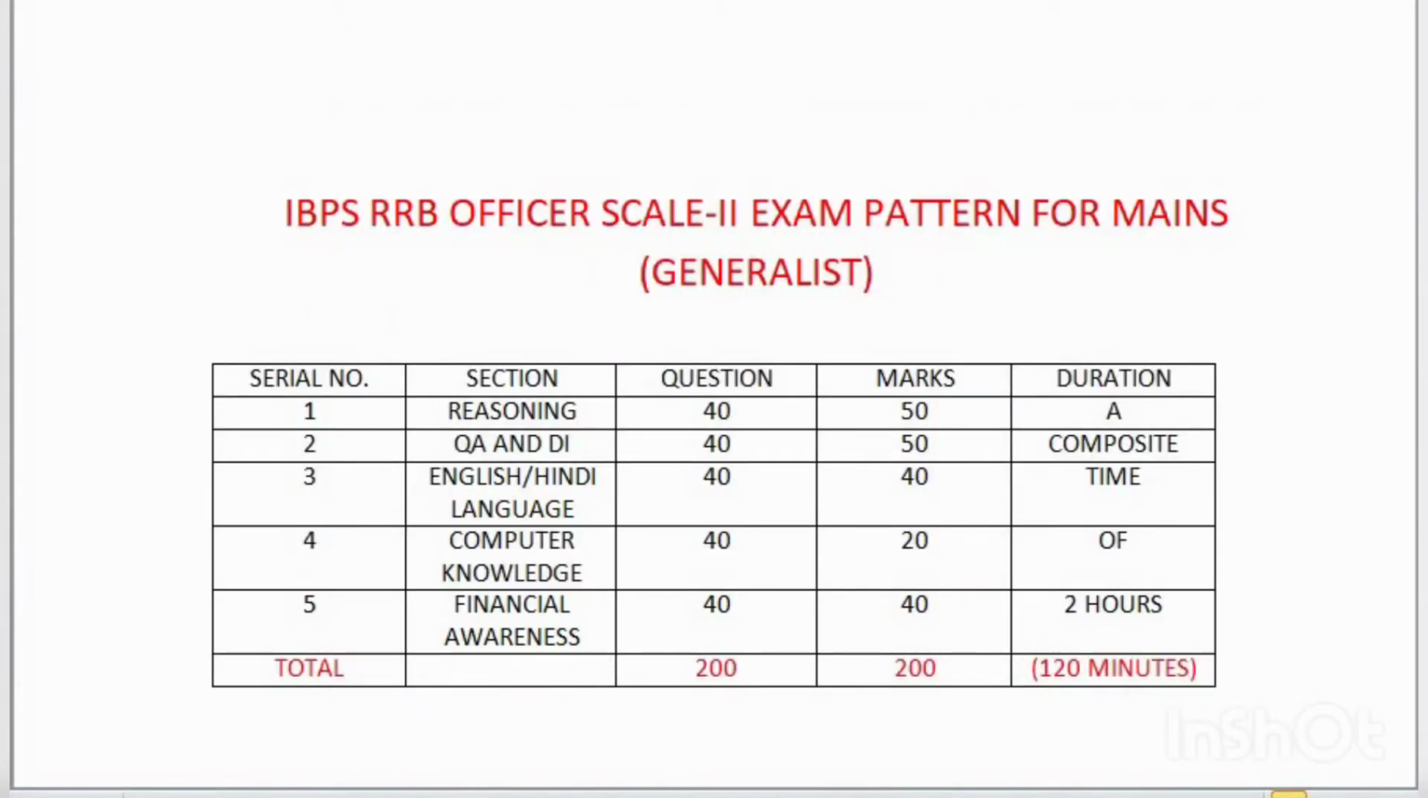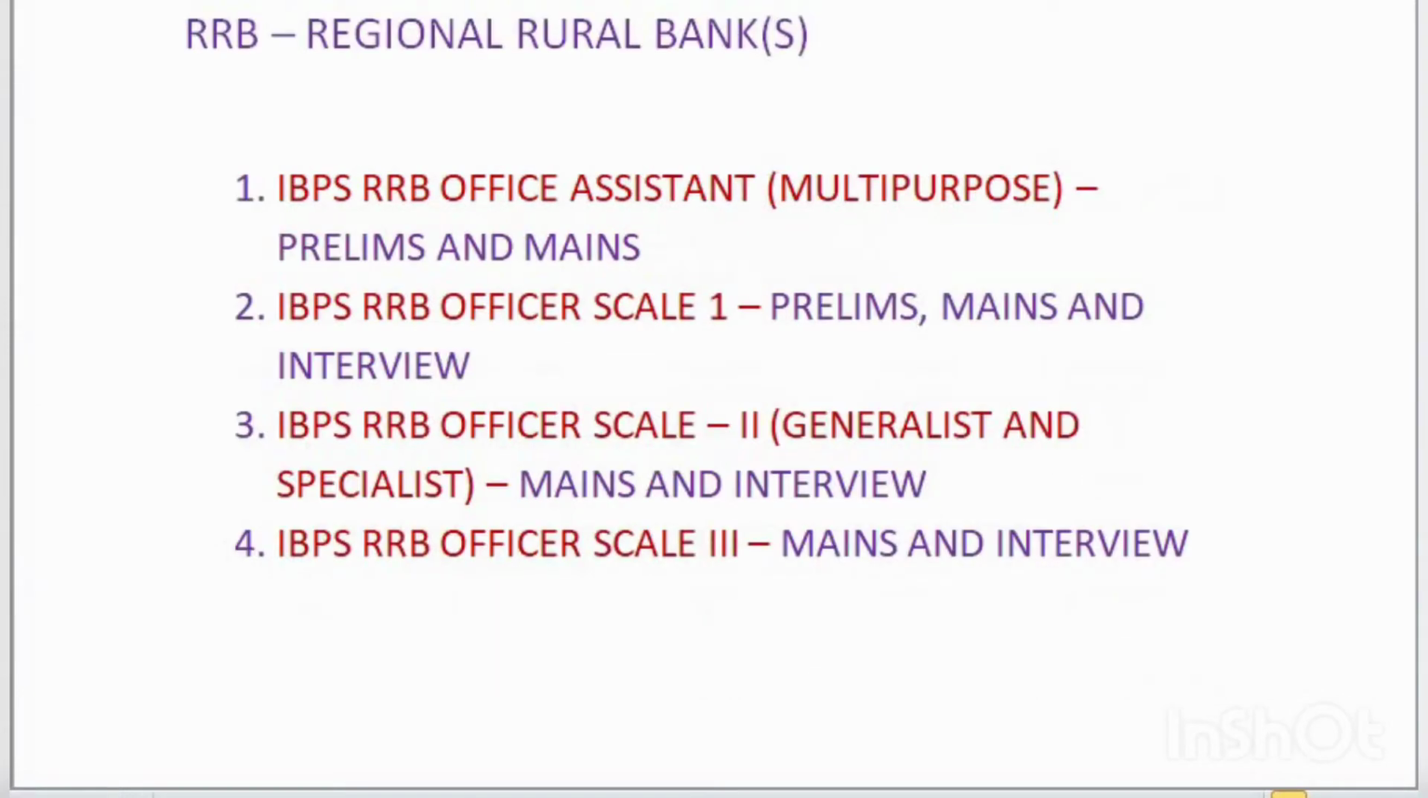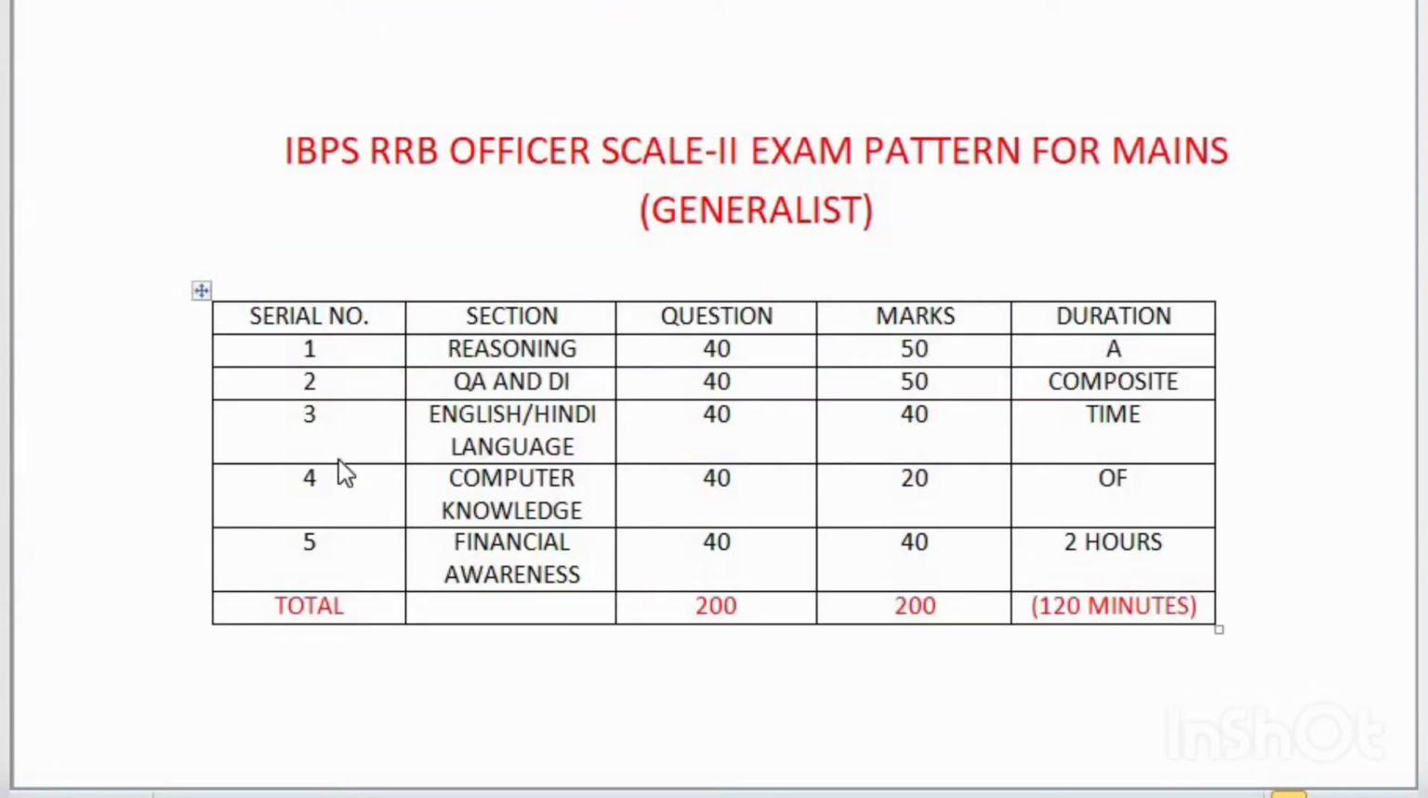Now going to the Officer Scale 2 exam pattern. As we have already seen, in the case of IBPS RRB Officer Scale 2, there are 2 categories, generalist and specialist, and it consists of only the mains exam and interview. So first let's have a look at the Officer Scale 2 exam pattern for the mains exam in the case of the generalist category. It consists of 5 sections. There is no prelims, only 1 exam. The single written examination is there, and that is the mains exam.